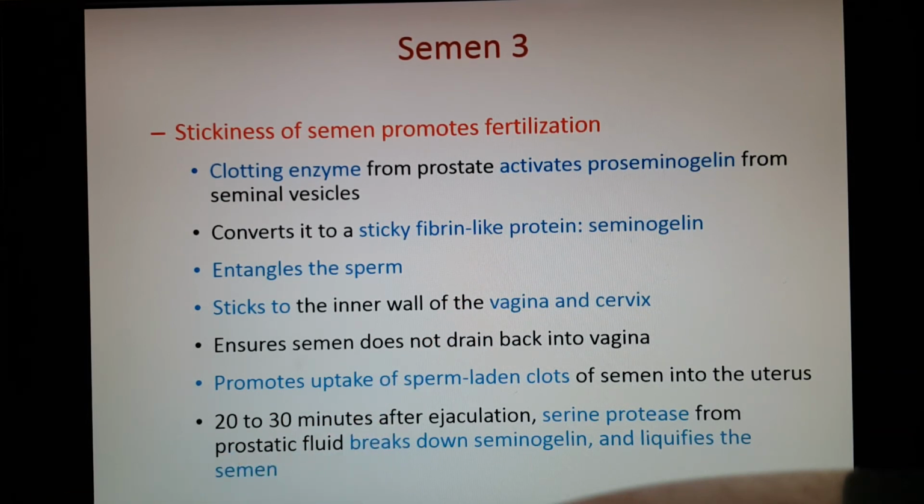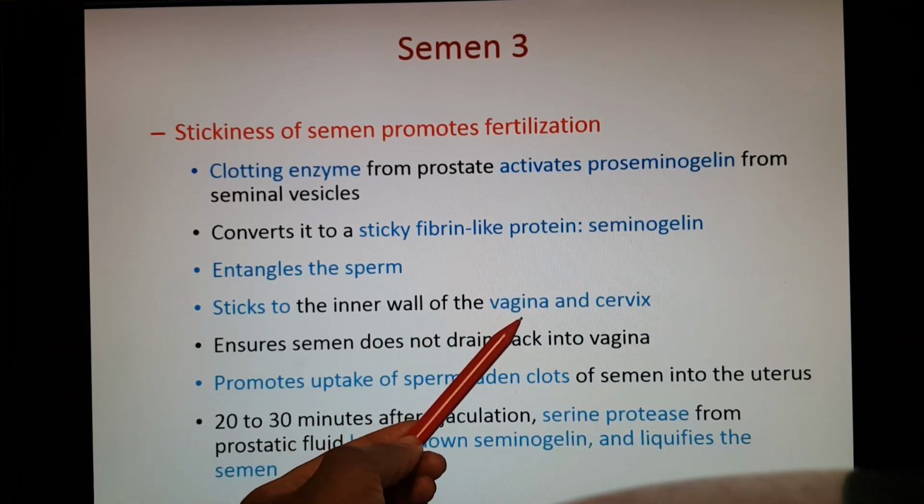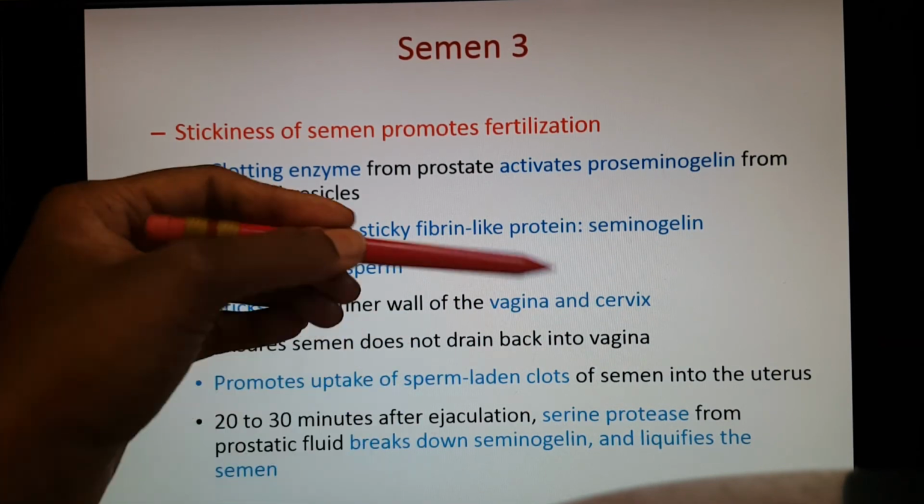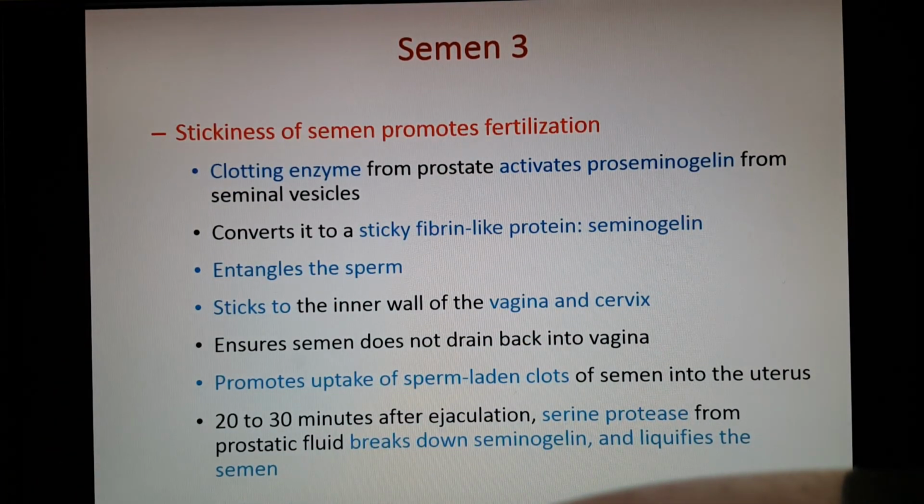So what that does, it helps to stick the sperm together so that it sticks to the inner wall of the vagina and the cervix, so the cervix being the opening to the uterus, so that prevents that semen from sliding back out. Also helps to uptake the sperm into the uterus in different clots. So kind of like when a farmer is picking up hay with a pitchfork, kind of like that, where everything's kind of stuck together. So you get these clumps of sperm being taken into the uterus.